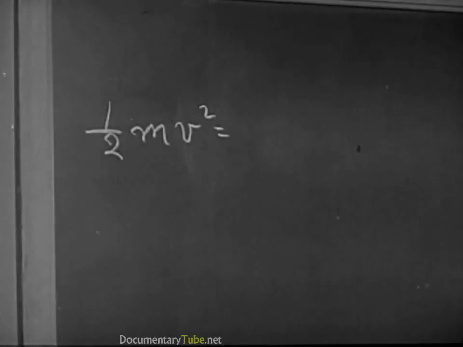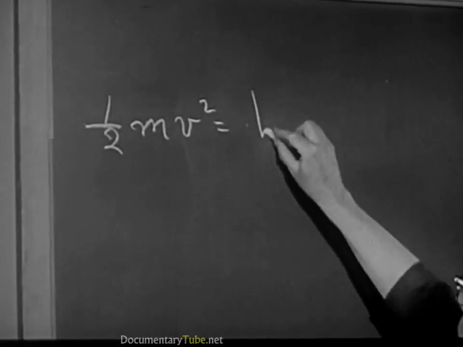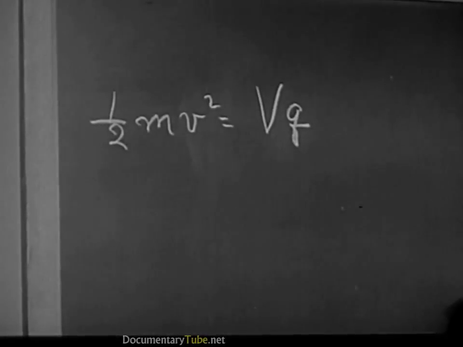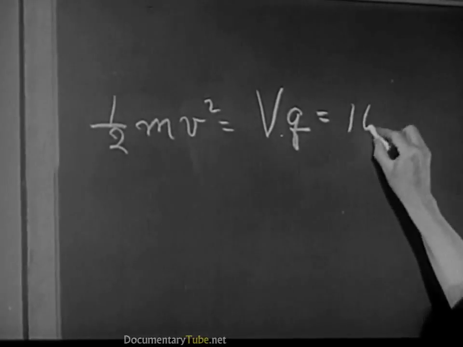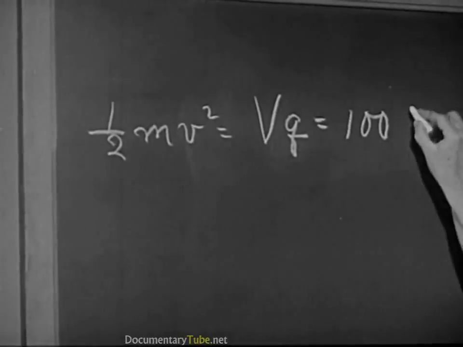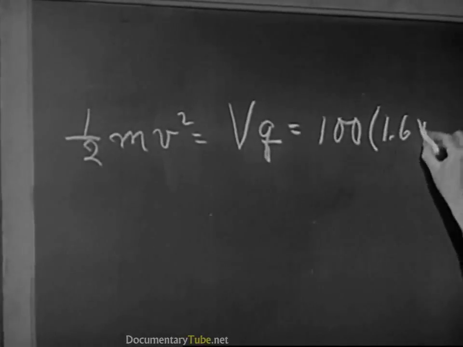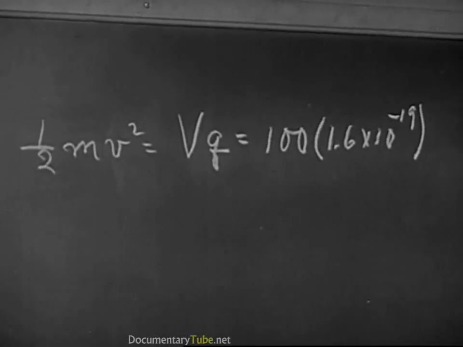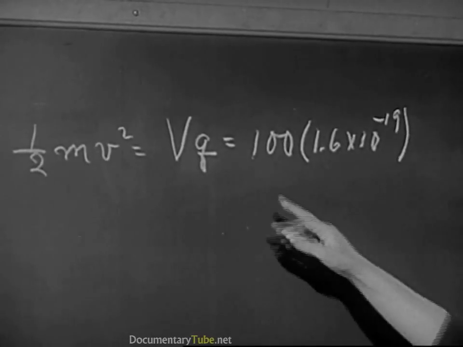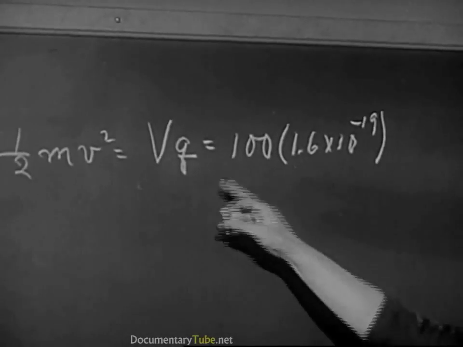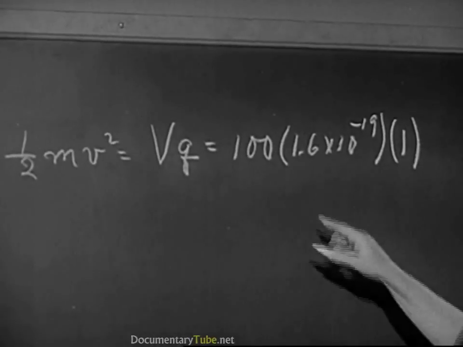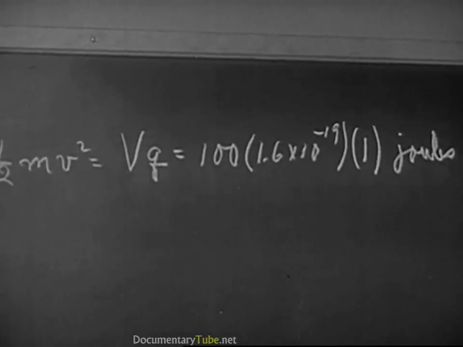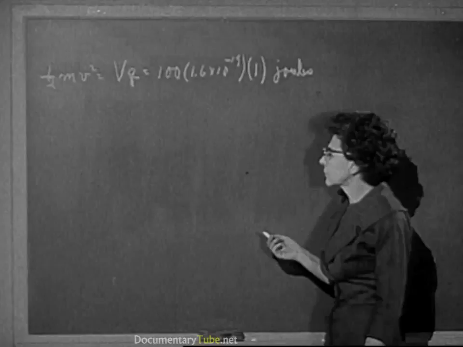The energy of an electron as it leaves the gun is equal to the energy per elementary charge times the charge. We have 100 volts on the electron gun, and each volt is worth this many joules per elementary charge. And now an electron has one elementary charge, so our Q is 1. And this is the energy of one electron as it leaves the gun.